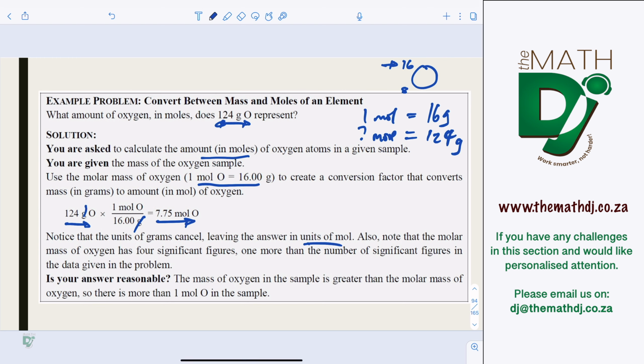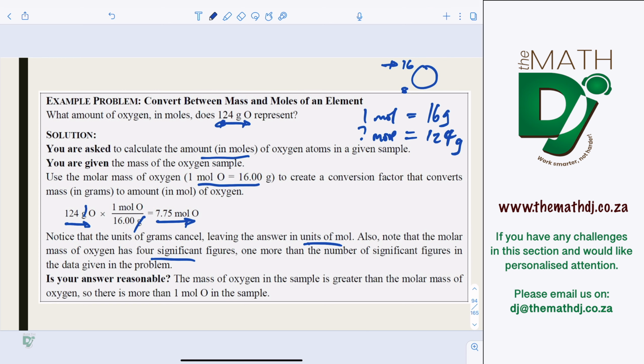Also note that the molar mass number has 4 significant figures, one more than the number of figures in the given data. So the significant figures, we have already discussed them. That's what you should also take note of when they're asking you the questions. They normally state how many significant figures you should use.